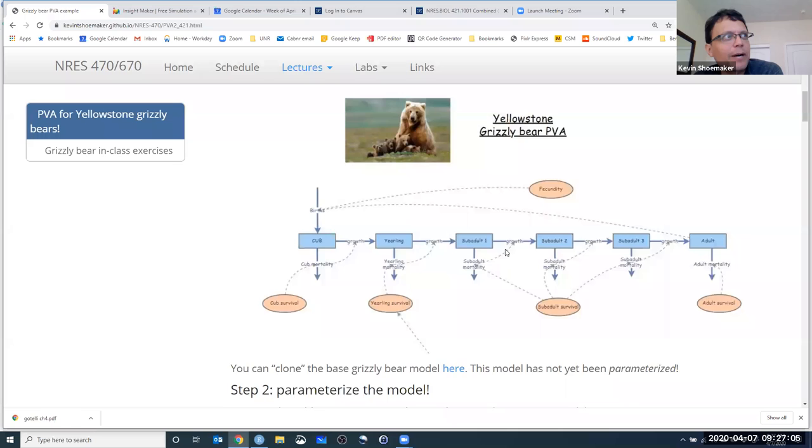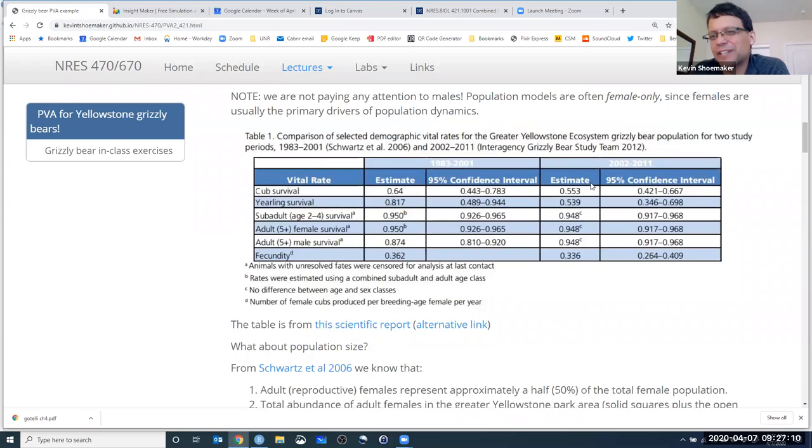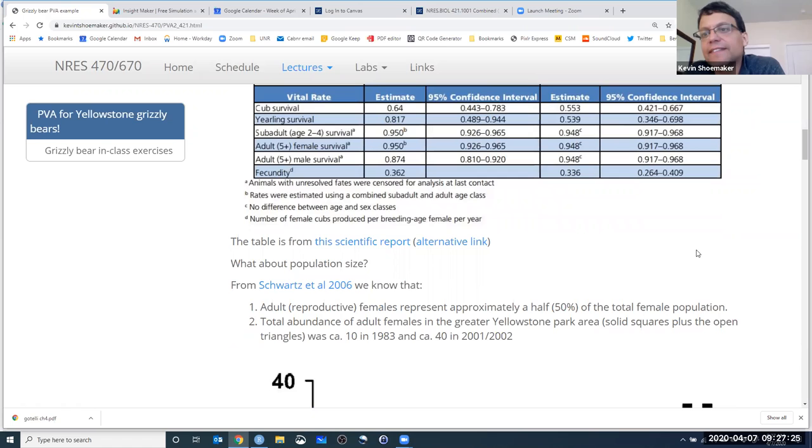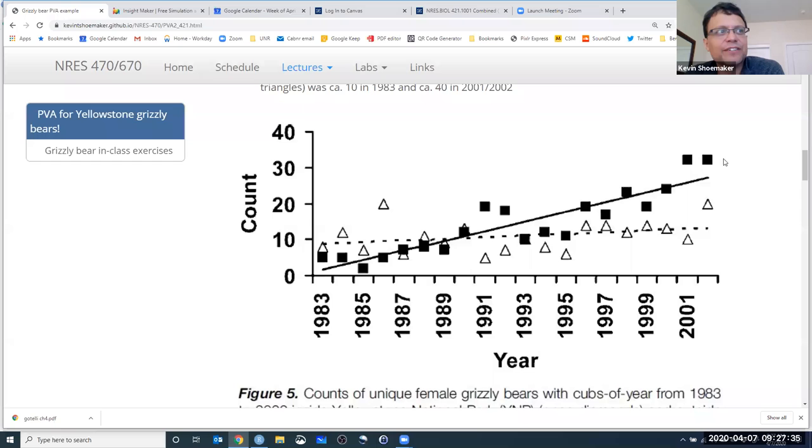And we're parameterizing it. That is, we're assigning the exact values of the parameters, survival, fecundity, that kind of thing, on the basis of real world data. And we're using this scientific report here to get the data. So I basically give you the parameters, but they are derived from real world data. And this figure is just used to help us figure out what the starting abundance is for the population. This is just the total abundance of reproductive female grizzly bears over time. You can see it's expanding. This is for the greater Yellowstone area. This is for Yellowstone Park proper. So you can just sort of figure out how many females there are in the population at any given time.